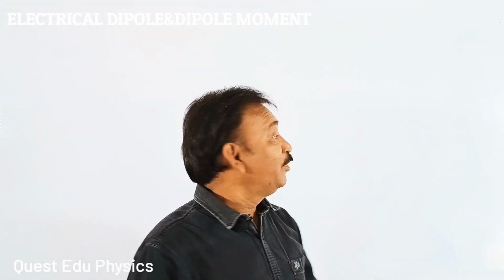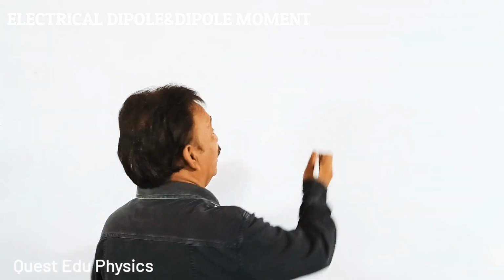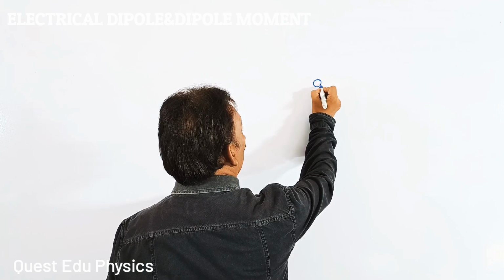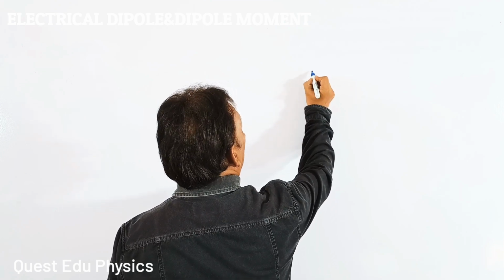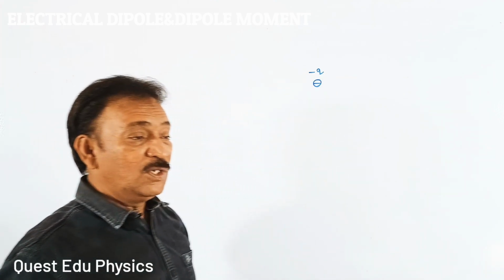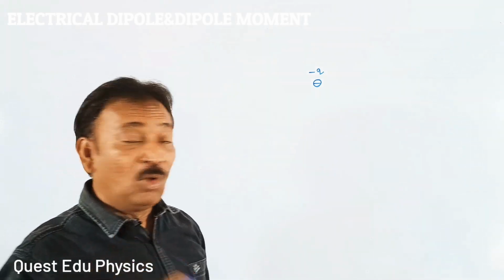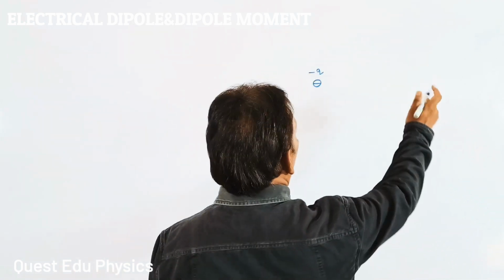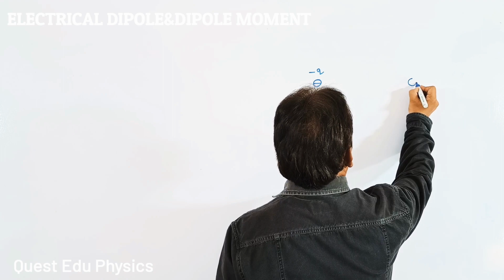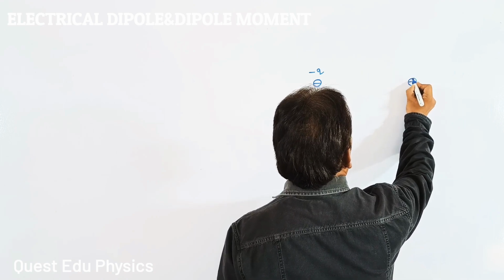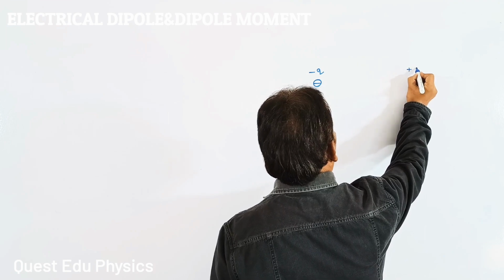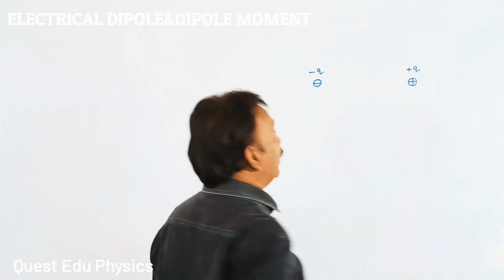Let's say one such charge is a negative charge. Okay, students, I named it as minus q. And we have one more charge. It is the positive charge, and has a magnitude of plus q.